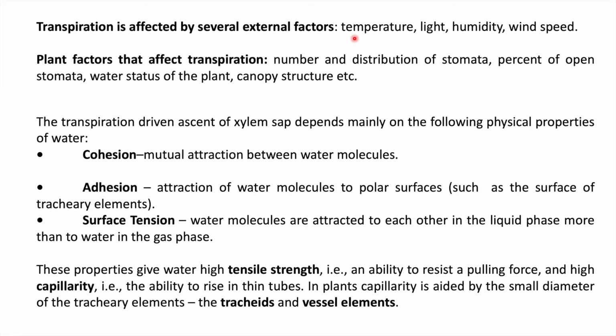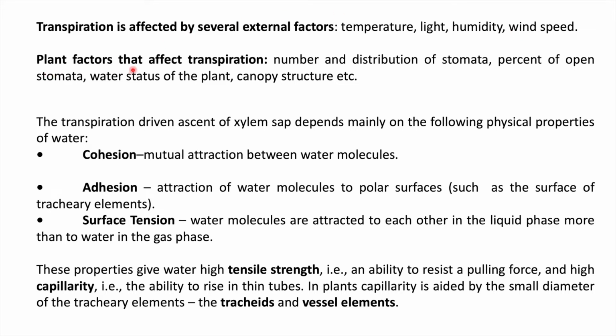There are many factors which affect the transpiration process. External factors are temperature, light, humidity and wind speed. When there is high temperature, transpiration increases. When there is a good amount of light, the transpiration process is high. When there is a high humidity environment, transpiration becomes slow or stops. And when there is high wind speed, the transpiration process is high.